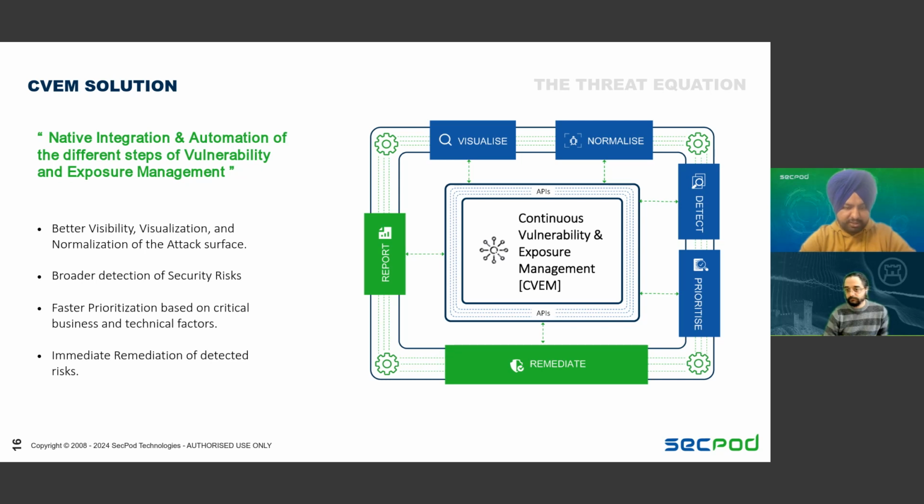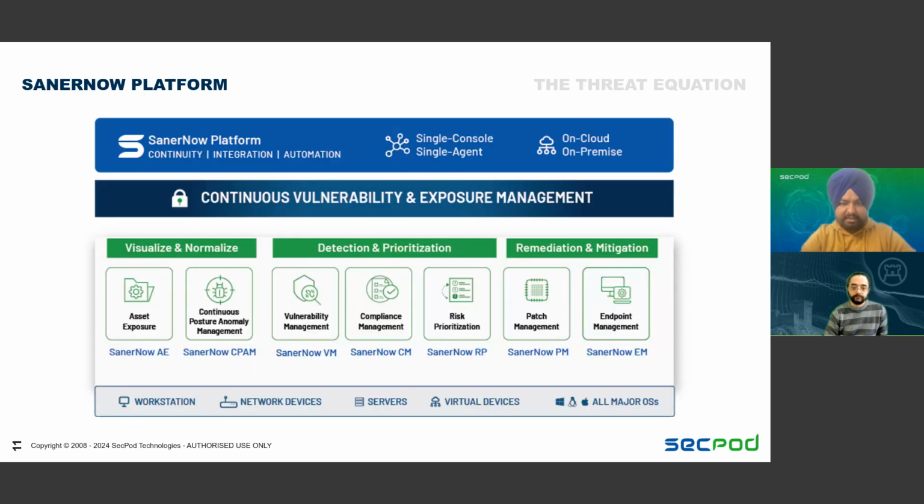where continuity, integration, and automation are the three key pillars in order to prevent something from happening, right? And that is also being implemented by enterprises within their infra in this format. So we have the technology segmented into 7 tools on one single platform that works with one single agent running on the device.